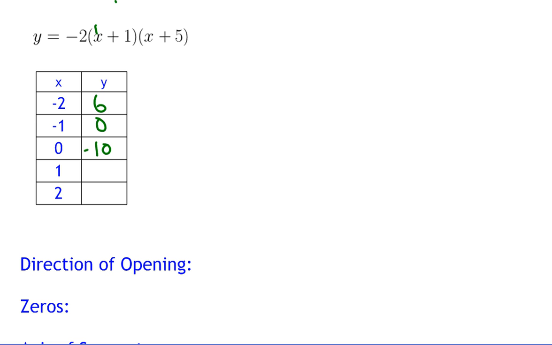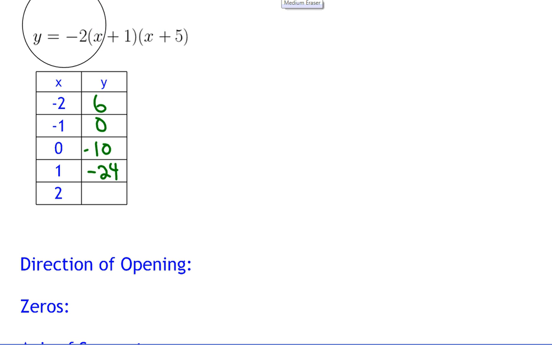When x is 1, 1 plus 1 is 2, 1 plus 5 is 6, and then negative 2 times all of that. So negative 2 times 2 is negative 4. Negative 4 times 6 is going to be negative 24.